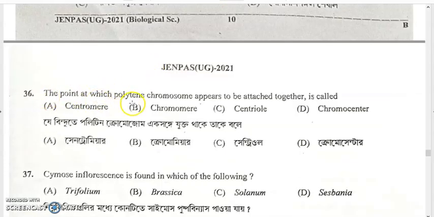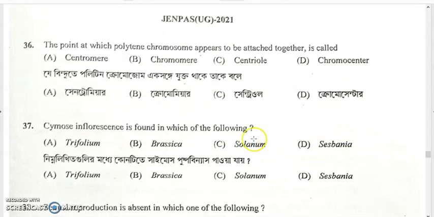The point at which the polytene chromosomes appear to be attached together is called the chromocenter. Polytene chromosomes we find in Drosophila in the salivary gland. It's also known as salivary gland chromosome. Polytene chromosome is also a giant chromosome, right? So chromocenter will be the answer. The central amorphous mass found in the nuclei of the larva salivary gland of Drosophila is called chromocenter. So the answer is option D.